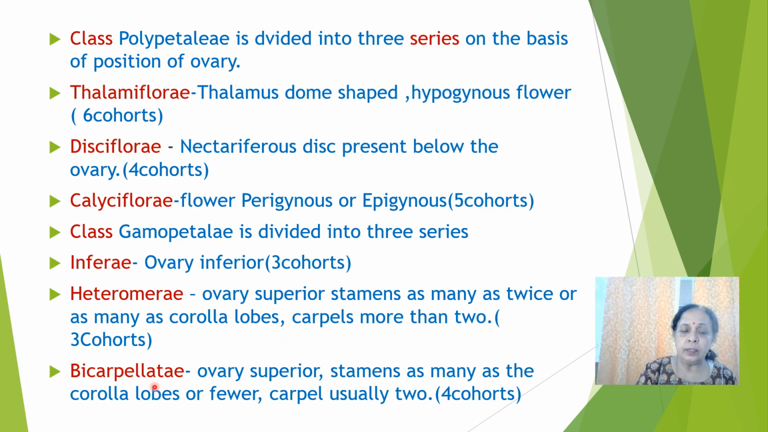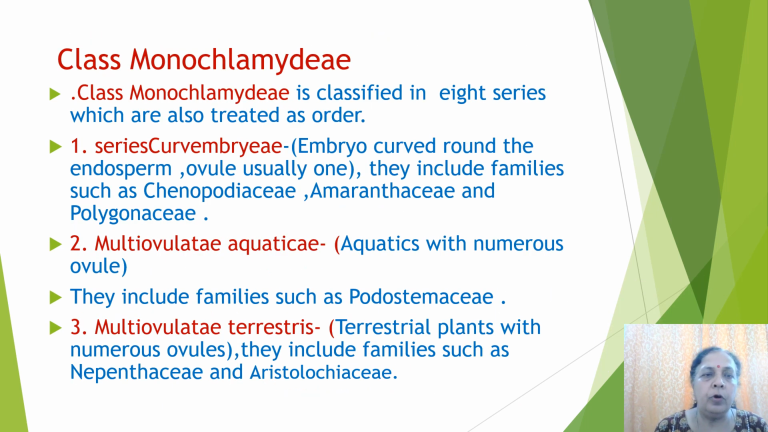And the Bicarpellatae series, where the ovary is superior, stamens as many as the number of corolla lobes or may be fewer than the number of corolla lobes, and carpels usually 2. This series includes 4 cohorts. Class Monochlamydeae is a totally artificial group because it is formed on the basis of a single character like absence of corolla, and it is classified into 8 series, and these series are also treated as orders.